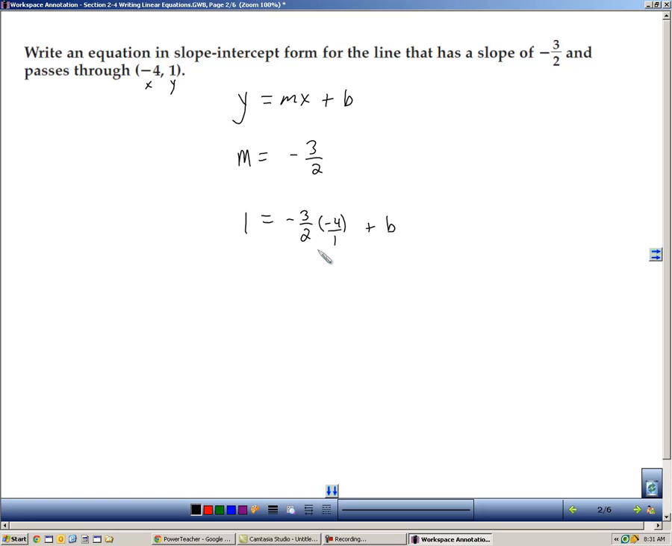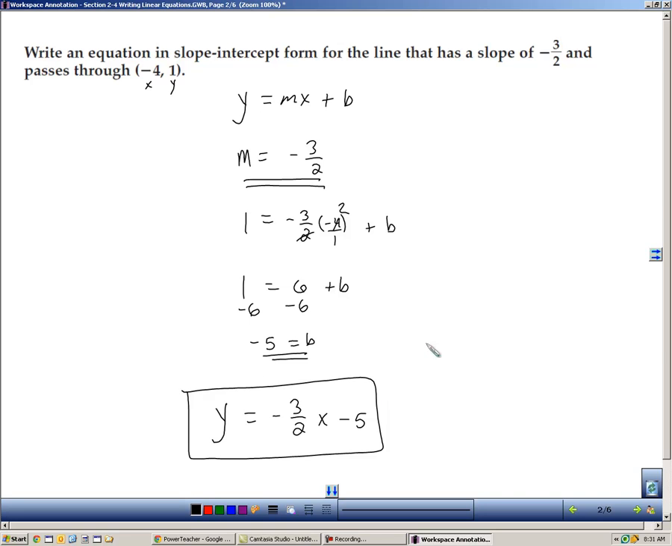This is a negative 4 over 1, so I can cancel 2 and 4, leaving a negative 2. Negative 3 times negative 2 is 6. And now I can isolate the b by subtracting 6. So we end up with b equaling negative 5. So we now know that the y-intercept is negative 5. We were already given the slope of negative 3/2, so I can write my equation now. y = mx + b. In this case, it would be minus 5 because it's plus a negative 5.